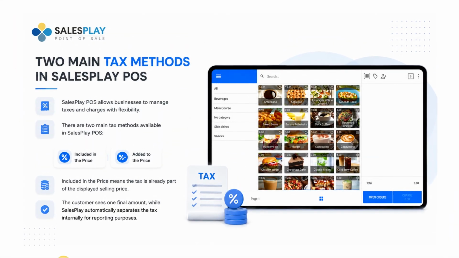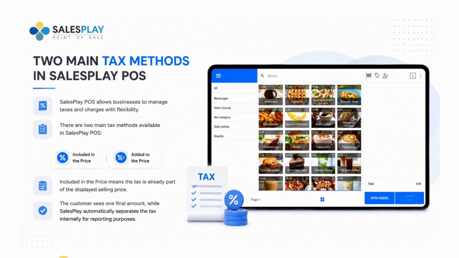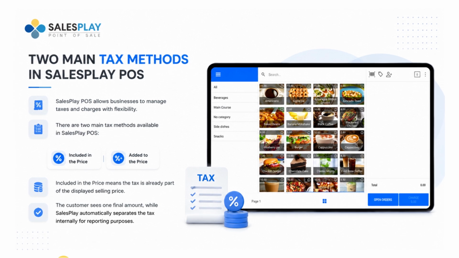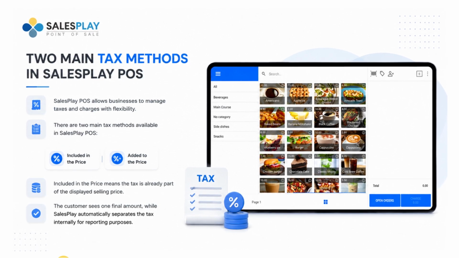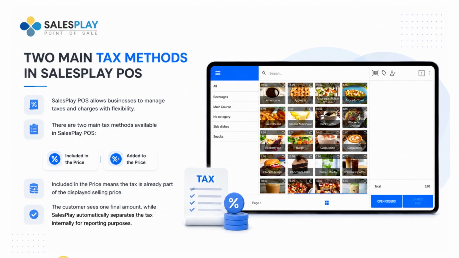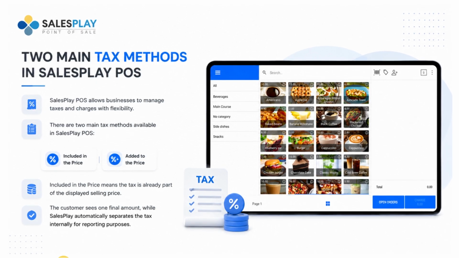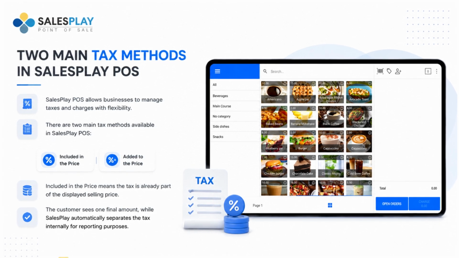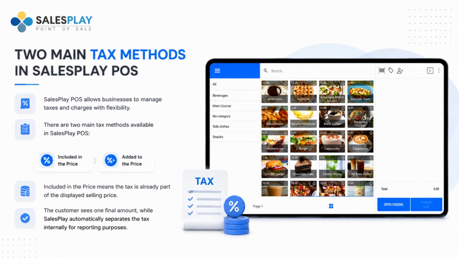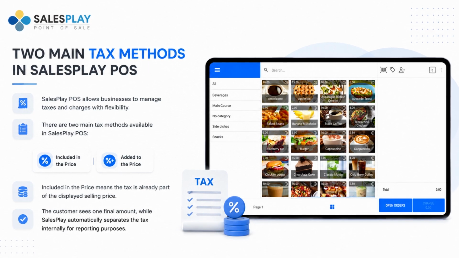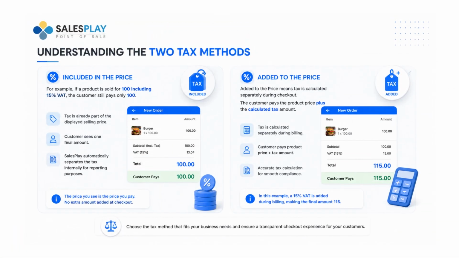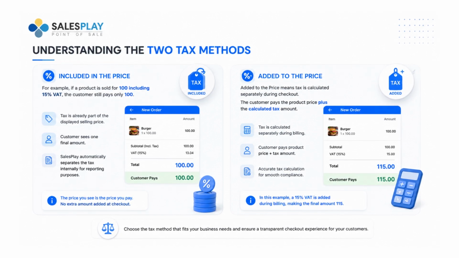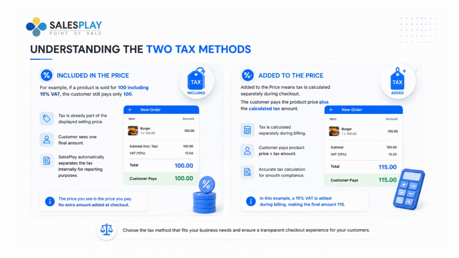SalesPlay POS allows businesses to manage taxes and charges with flexibility. There are two main tax methods available in SalesPlay POS: included in the price and added to the price. Included in the price means the tax is already part of the displayed selling price. The customer sees one final amount, while SalesPlay automatically separates the tax internally for reporting purposes. For example, if a product is sold for $100 including 15% VAT, the customer still pays only $100.